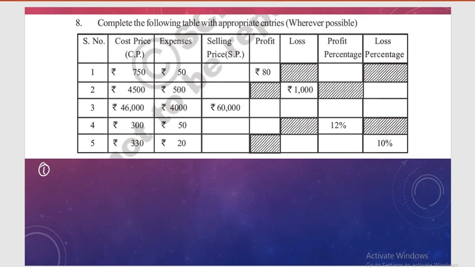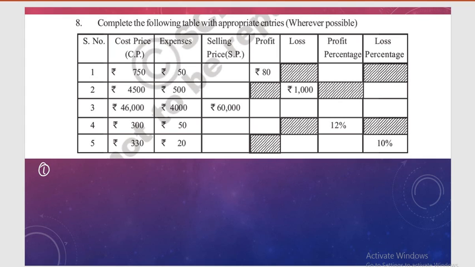So question number 1. Cost price is 750 rupees, expenses are 50 rupees, then selling price and profit percentage, right? So it is asking 750 rupees plus 50 rupees. What is meant by expenses? Expenses will be added to the cost price only. That means what is the actual cost price here? So the actual cost price is 800.